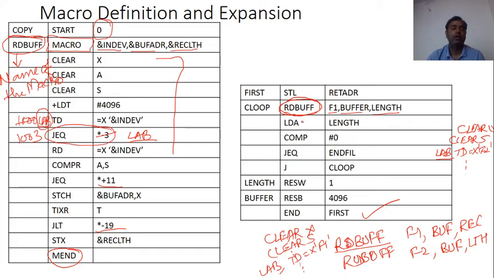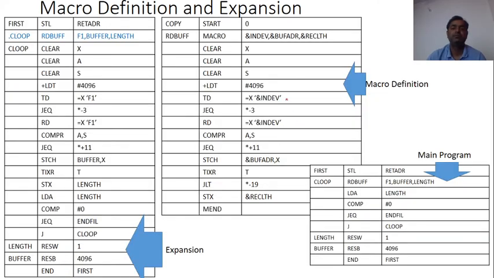Now how will the expansion occur? You can see here, this is our macro definition, and this is our main program. So what do we have to consider from the main program? First STL RET ADR, and this will be written as it is, COPY START 0. This will be written here as it is. Then this is the macro definition, and the first statement in the program is first STL RET ADR.